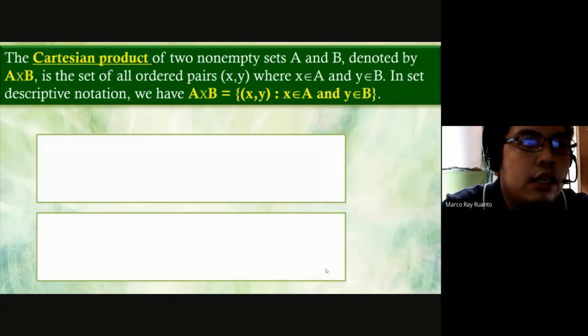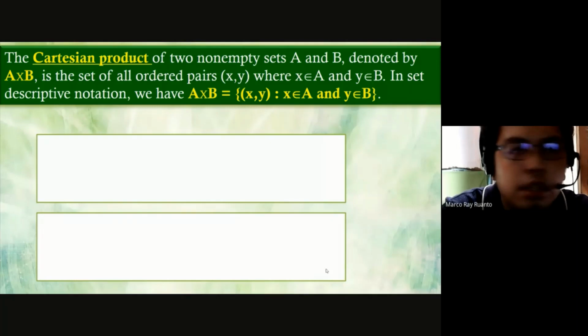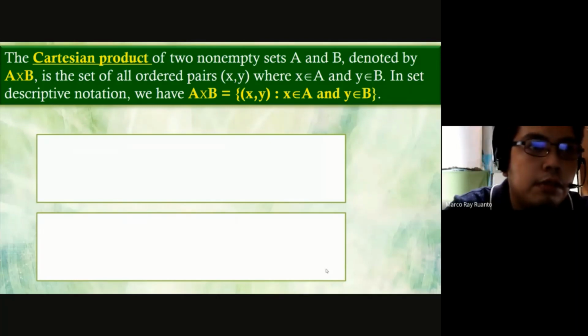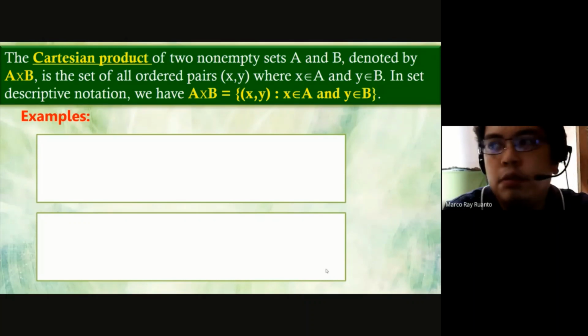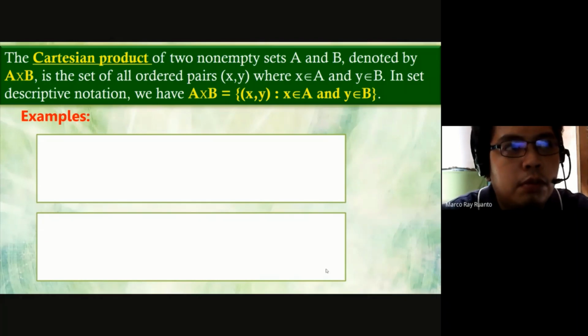So we can write it in notation with the given expression. A cross B is a set of ordered pairs (x, y) such that x is in A and y is in B. Okay. So let's try to give an example so that we can understand more the function of that definition.